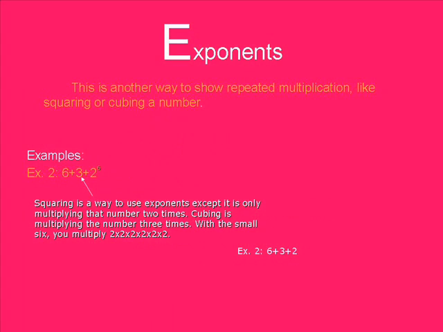Exponents. The big number is the base, and the small number is the exponent. The big 4 is the base, the small 4 is the exponent, or how many times you multiply 4 by 4. The way we do this is by multiplying 4 times 4 times 4 times 4.